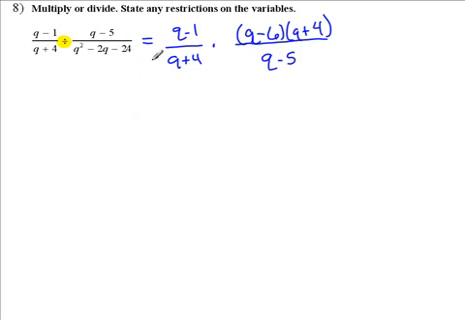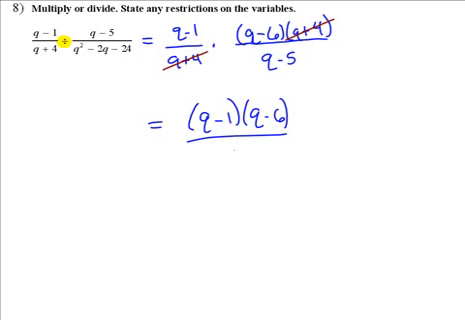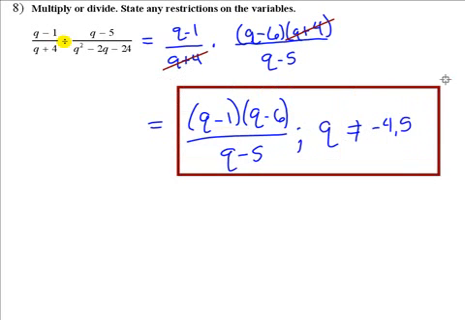The Q plus 4s are the same, so they can be reduced out. So that's going to leave me a Q minus 1 and a Q minus 6 all over a Q minus 5. And I need to restrict Q. Q can never be negative 4, would zero out this factor, or positive 5. And we're done. Because it would zero out this term right here. You can't divide by 0.